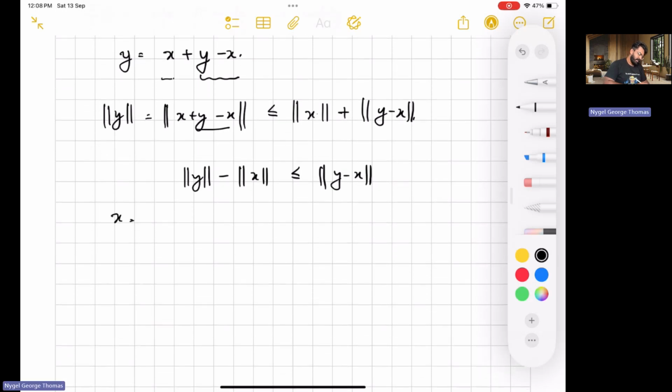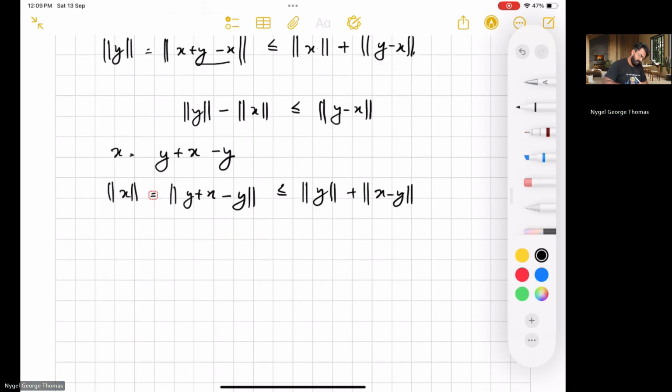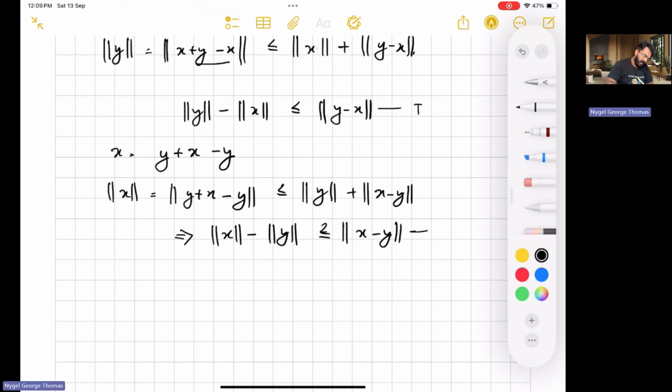Now let's take x equal to y plus x minus y. Now let's find the norm of x. In a similar fashion, norm of y plus (x minus y) is less than or equal to norm of y plus norm of x minus y, which implies norm of x minus norm of y is less than or equal to norm of x minus y. Let's call these 1 and 2. Both right-hand sides are the same.